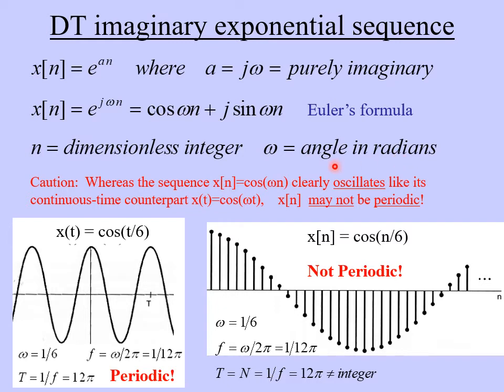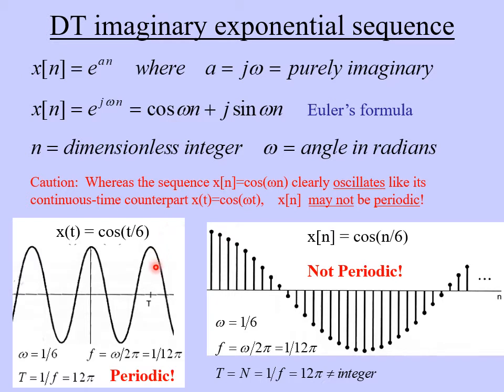Now, there's something else that is maybe a little bit surprising about this function, cosine omega n. It clearly oscillates, just like cosine of omega t would. However, this may not be a periodic function. So, if you're wondering, if it oscillates, doesn't it have to be periodic? Well, the answer is no, and we'll investigate this next.